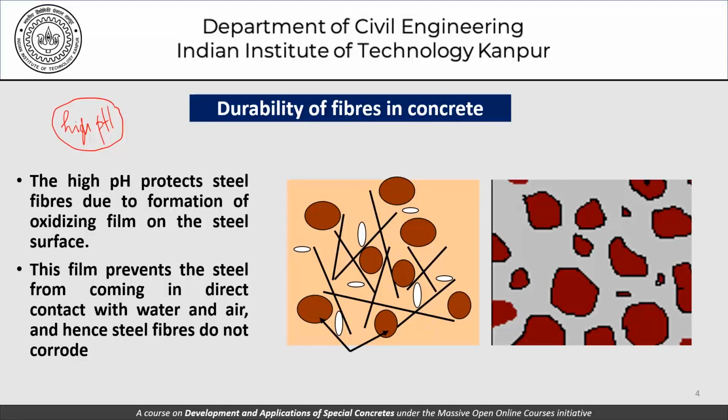Now, one of the things with steel fibers, which is a very common fiber to be used in concrete, is that the high pH within the concrete protects the steel fibers due to the formation of an oxidizing film on the steel surface, and this film prevents the steel from coming in direct contact with water and air, and hence the steel fibers do not corrode. Now, this simple mechanism of reinforcement corrosion is applicable even to the steel fibers. At the end of it, the steel does not know whether it's part of the fibers or part of the main reinforcing steel.